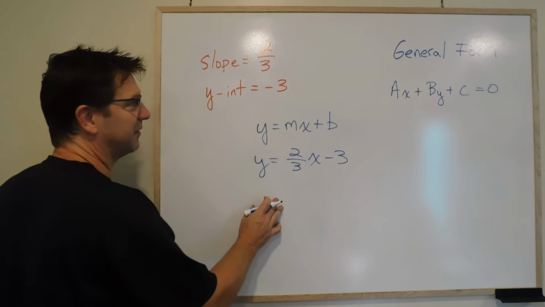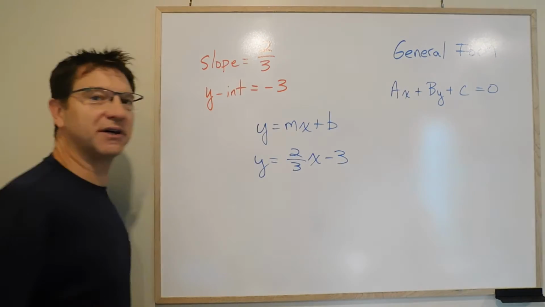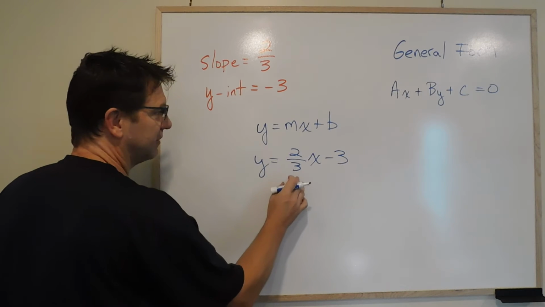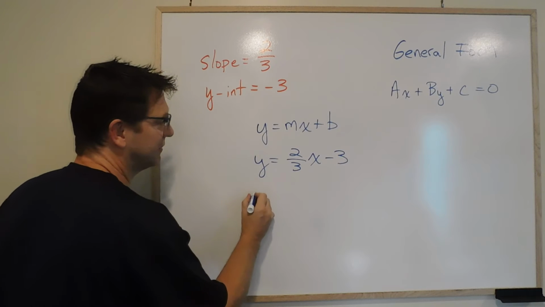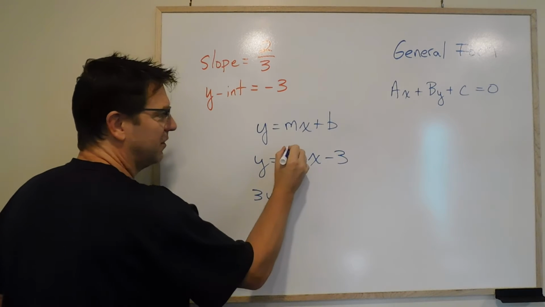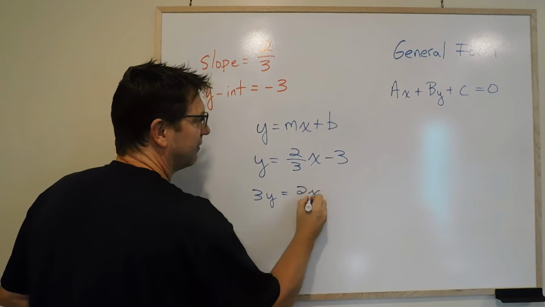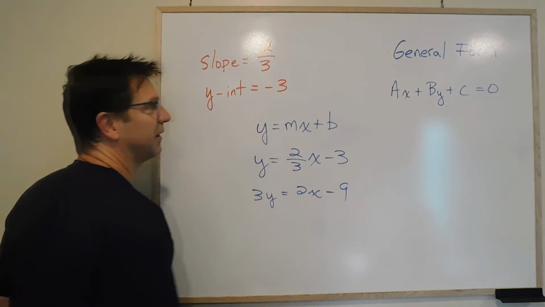So what I have to do is, well, this has fractions, so I've got to get rid of the fractions. Okay, so I'm going to multiply everything by 3. If I do that, that'll get rid of the fractions, so 3 times y. 2/3 times 3 is 2x, and minus 9, right?